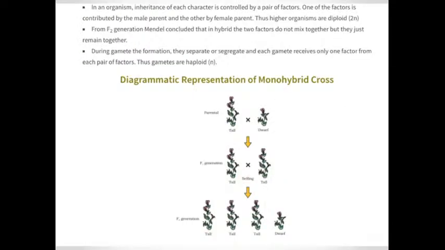And further, he said that in an organism, inheritance of each character is controlled by a pair of factors. One factor is contributed by the male parent, and the other by the female parent. Thus, higher organisms are diploid. From the F2 generation, Mendel concluded that the hybrid's two factors do not mix together, but they just remain together. So this is the diagrammatic representation of your monohybrid cross, tall multiplied by dwarf. Then you have an F1 generation that is tall, and you make it self. Then you have an F2 generation that is tall and dwarf. So that was how the monohybrid cross was done.